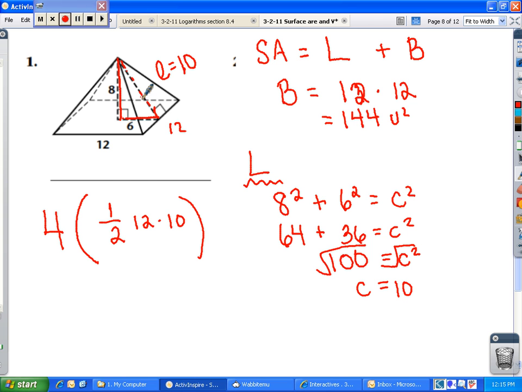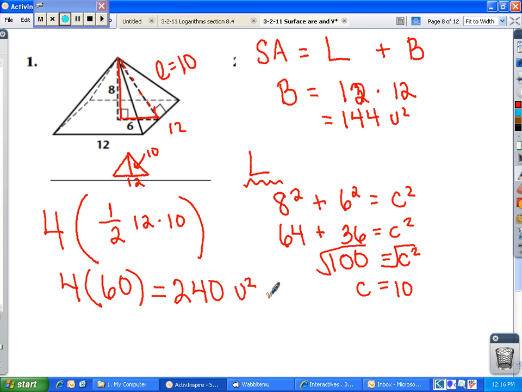Because what I'm doing is one single side kind of looks like this. If I pull out one single side, it's going to have that height of 10, and it's going to have a base of 12. So that's one single side. So half times 12 times 10. Now I'm going to calculate. Half of 12 is 6. 6 times 10 is 60. And then 4 times 60 is equal to 240 units squared.